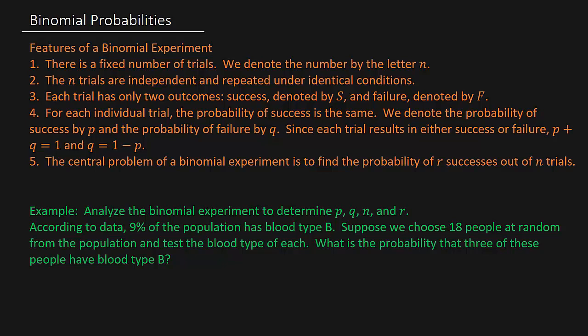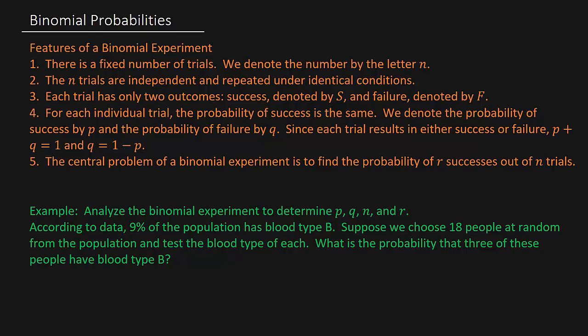All right, so each trial has only two outcomes. It's either going to be a success or a failure, and we represent a success with the letter S and a failure with the letter F. So in other words, if we flip a coin, we want to see, do we get a heads? So we either get a heads or we don't. If we get a heads, that would be a success. If we don't get heads, that would be a failure.